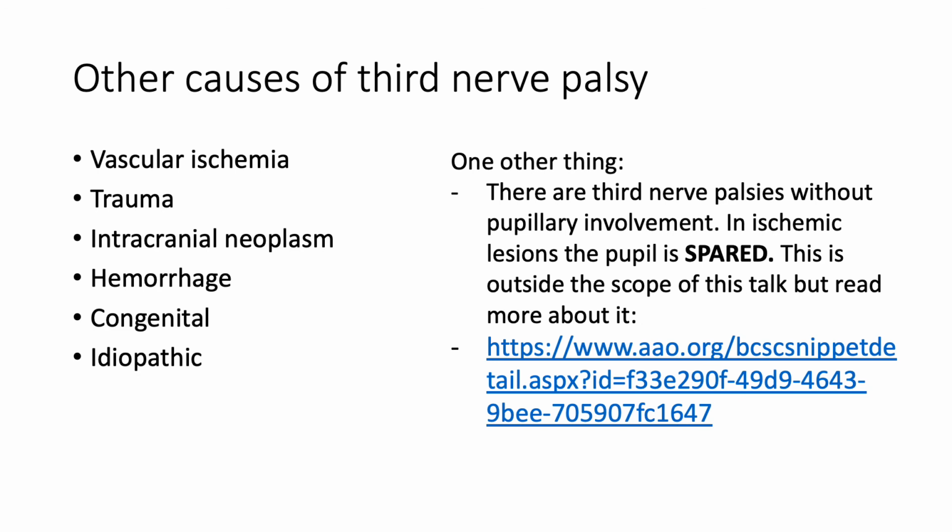Besides compressive lesions such as aneurysms, there are many things that can cause a third nerve palsy. These include vascular ischemia, trauma, intracranial neoplasms or hemorrhage, congenital third nerve palsy, or idiopathic third nerve palsy. Vascular ischemia is actually the most common cause of a third nerve palsy, but it is important to know that these patients usually have a normal pupil function due to the arrangement of the parasympathetic fibers more peripherally in the third cranial nerve. This peripheral arrangement allows easier blood access from peripheral vessels.